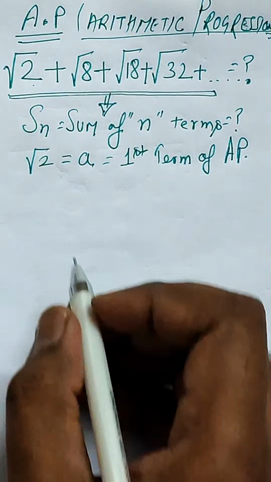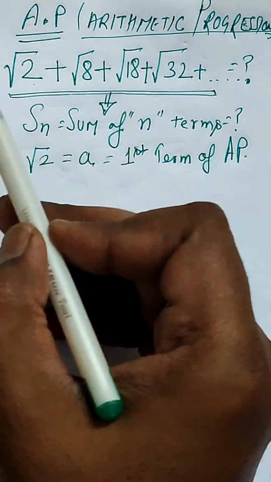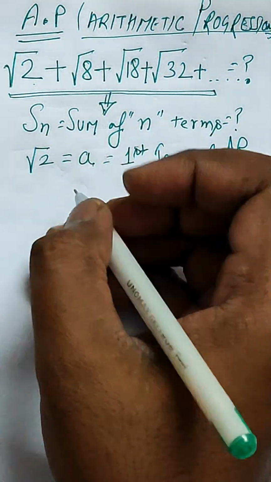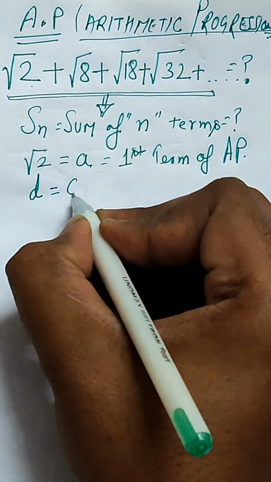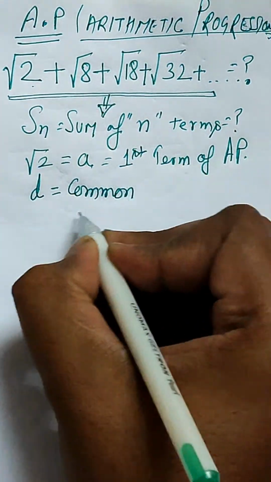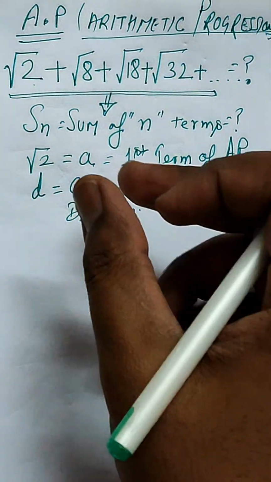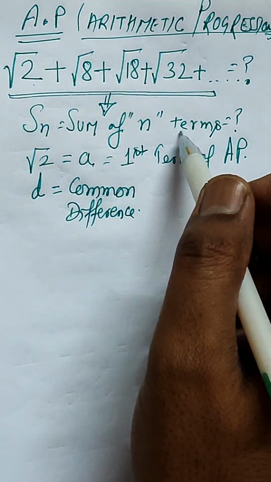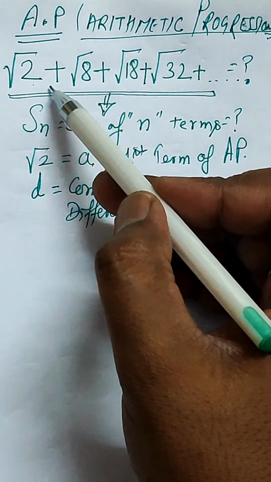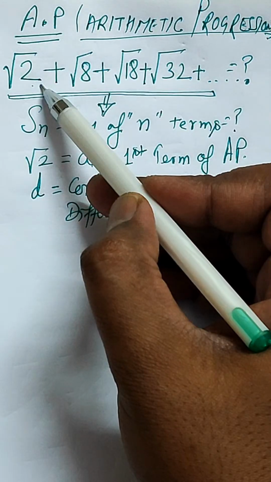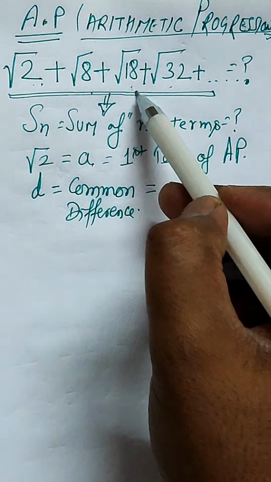And common difference, let us check whether the common difference is same for this series. To calculate D, the common difference, we know that the common difference of any AP will always be equal. That's why the difference between two successive terms will always be equal. That means root 8 minus root 2, whatever the value it is, it will be same as root 18 minus root 8. It will be same as root 32 minus root 18, right?